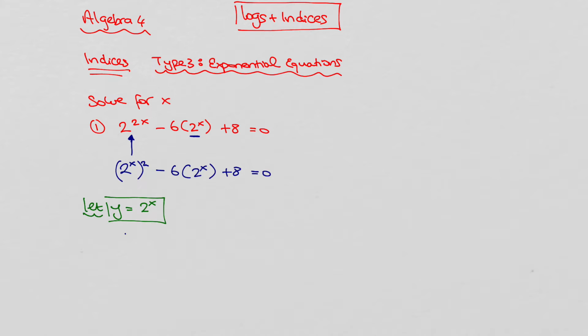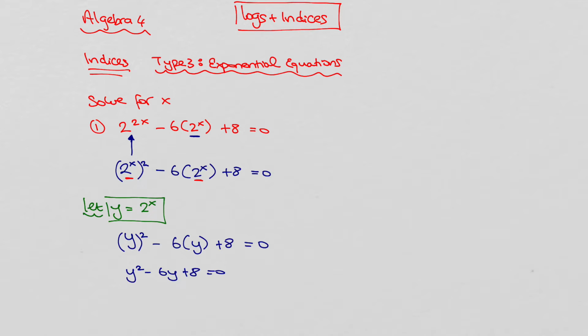So that equation is now going to become y squared minus 6 times y plus 8 equals 0. So in other words, whatever was in the bracket, 2 to the x, is now going to be replaced with y, which gives me y squared minus 6y plus 8 equals 0. So now this becomes a very easy quadratic to solve.